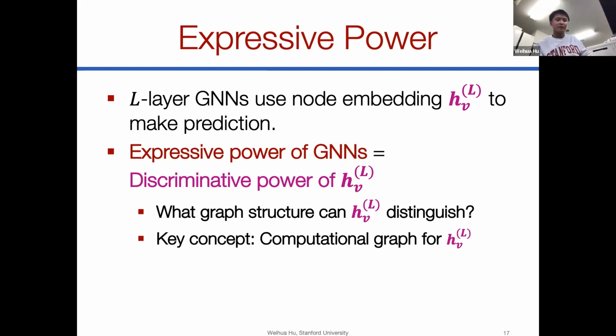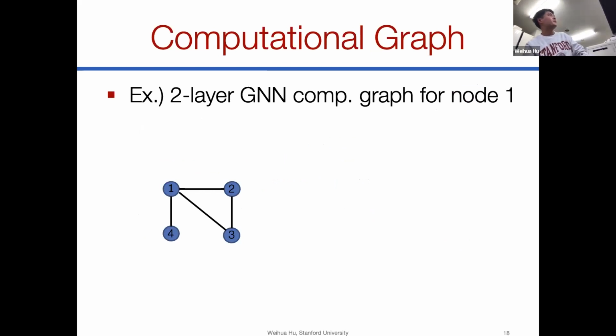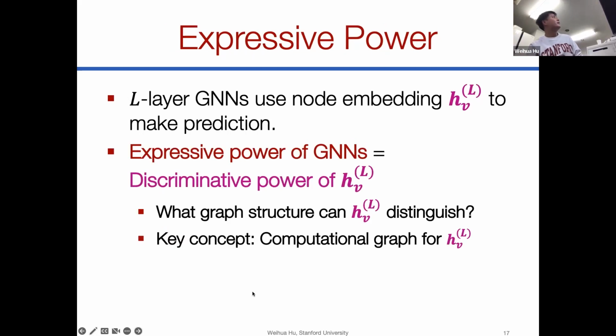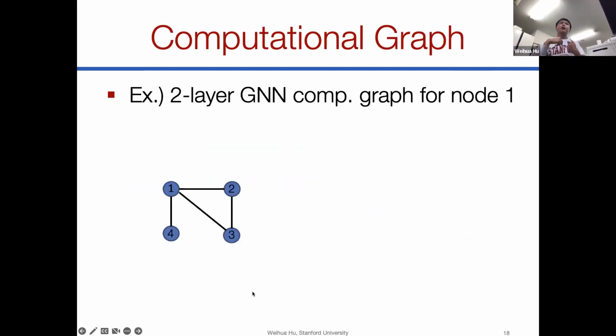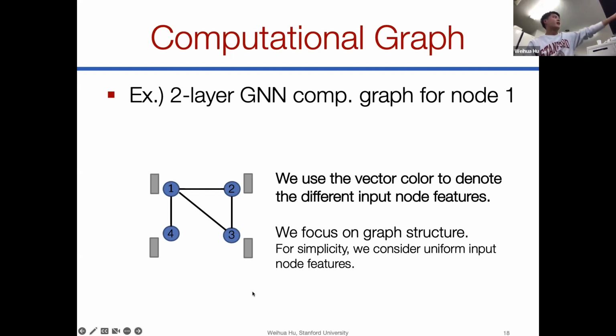A key concept to answer this question is the computational graph for node v. The computational graph basically illustrates how a GNN computes the node embedding of a particular node v. For example, let's think about how a two-layer GNN generates the embedding of node 1. From now on, we use the color of the vector to denote the difference in the input node feature. Here, for example, we are focusing on uniform node features, so we are purely focusing on the graph structure from now on.